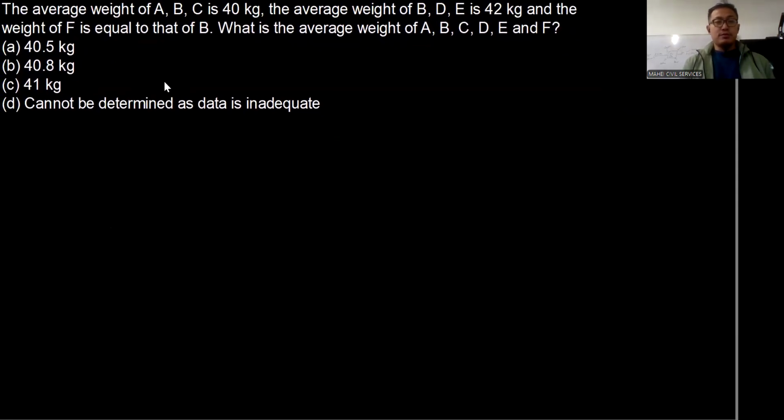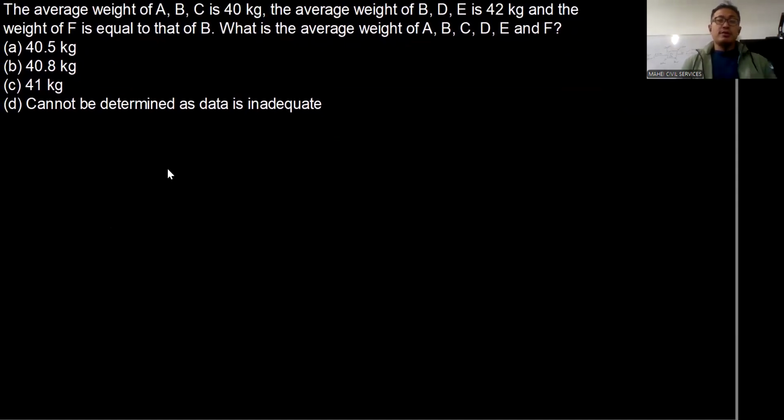So anyway, the average weight of A, B, C is 40 kg. The average weight of B, D, E is 42 kg, and the weight of F is equal to that of B. What is the average weight of A, B, C, D, E, and F? Very simple question.